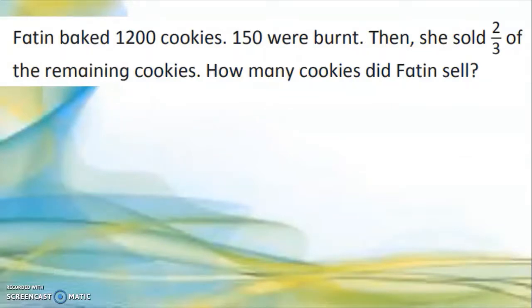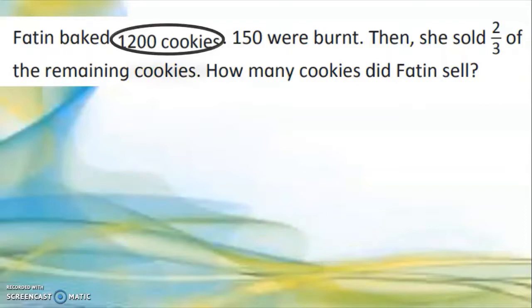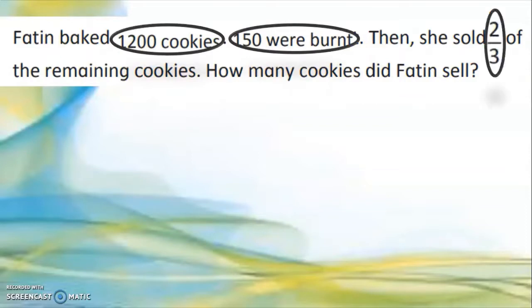Last example. Fatin baked 1,200 cookies. 150 were burned. Then she sold 2/3 of the remaining cookies. How many cookies did Fatin sell? So we have here 1,200, 150 were burned, and 2/3 of the remaining cookies.